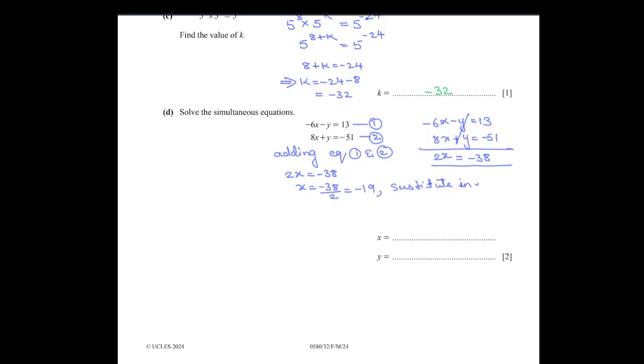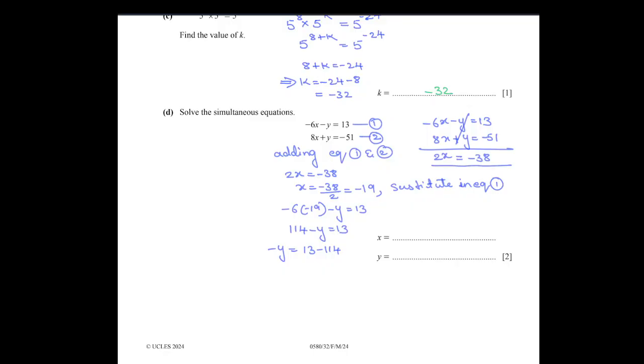Substitute in equation 1. So minus 6 into minus 19 minus y is equal to 13. What is the value of minus 6 into minus 19? It is 114. So 114 minus y is equal to 13. Bringing 114 to the other side, you get minus y as 13 minus 114.